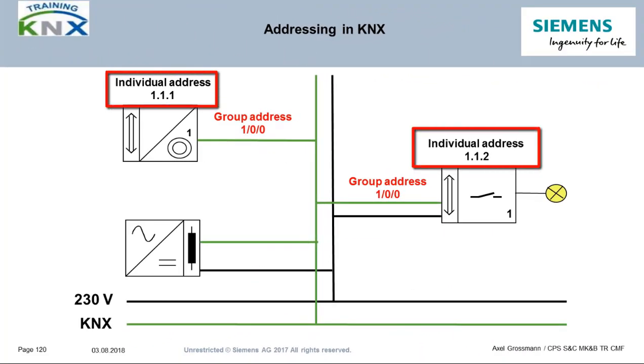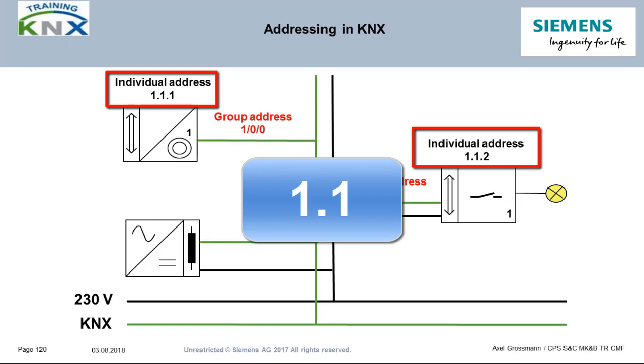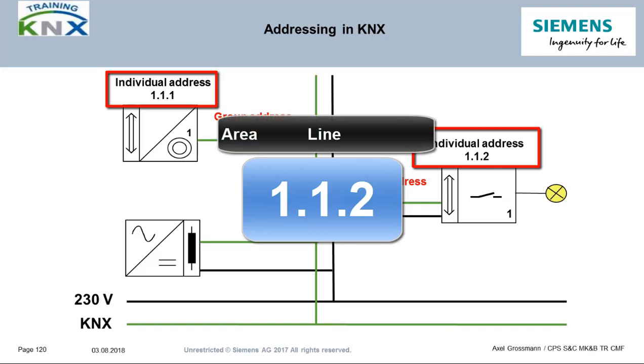Let's enter the required addresses. At first, we need the individual or physical addresses of the devices. You also see the correct annotation, which is used in ETS. 3 figures separated by dots as delimiters. So we have assigned 1.1.1 and 1.1.2. Remember the sequence in the 3 figures: area, line, device number.